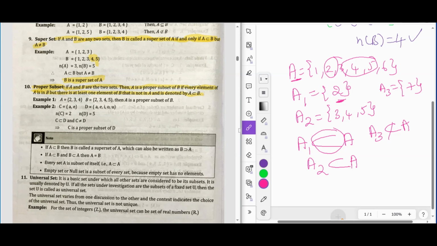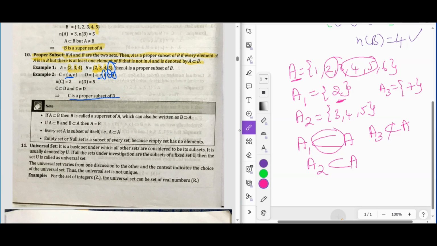For example, A has elements 1, 2, 3 and B has 1, 2, 3, 4, 5. B should have all the elements present in A, but B should have at least one extra element which is not present in A. Then it is called a superset. It can be one element or more than one element. You can take the second example, C and D, where all the elements of C are present in D, but there is an extra element in D which is not there in C. Therefore, C is a subset of D, but C is not equal to D. Therefore, C is a proper subset of D.